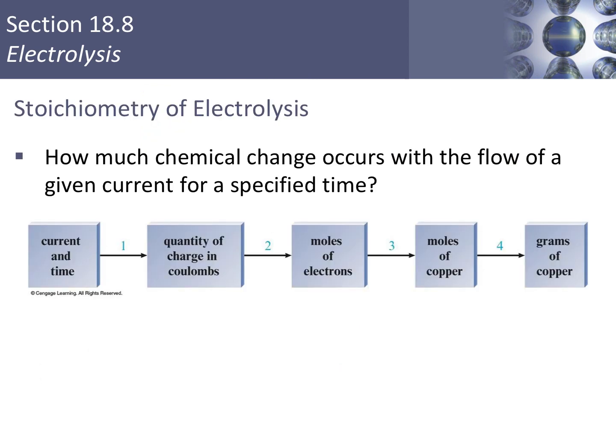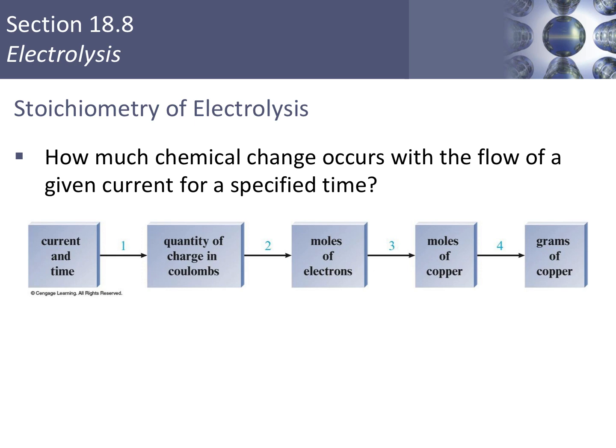So if you want to figure out how much of a metal will plate out or how long it would take to plate out a certain mass of metal, we can use this problem-solving process. We're going to use an equation that's in your reference packet that ties together current and time. I equals Q over T. So I is the current, and current is in amps. Q is the charge in coulombs, and T is the time in seconds.